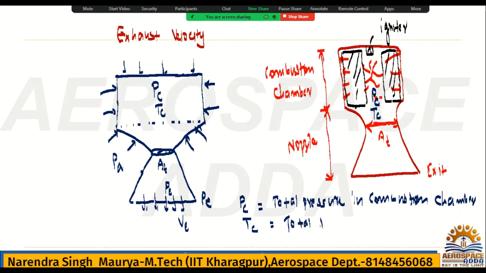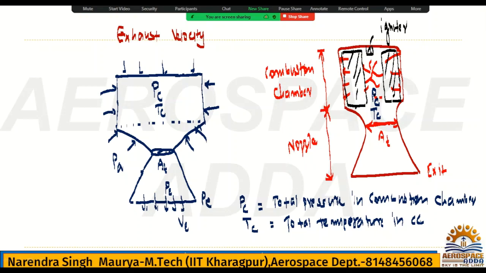Total temperature in combustion chamber. Okay, it's not static, it's a total. Why? Because velocity is negligible. That velocity is negligible in the combustion chamber, because we do not have any intake, right?